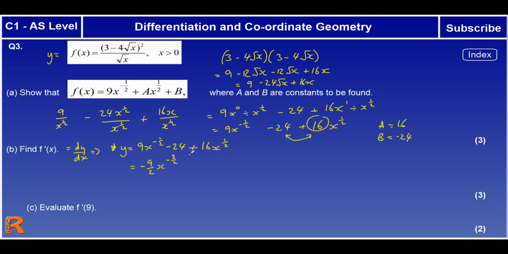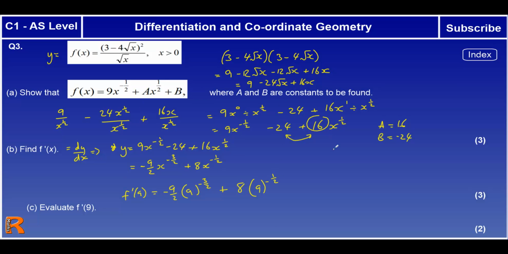The constant term disappears, and then we've got this end term. A half times 16 is 8. X, take 1 off the power, is minus a half. Okay, so that's okay. Now we've got to evaluate f dashed of 9. That just means we're going to replace x in this expression with the number 9. So f dashed of 9 is equal to minus 9 over 2, 9 to the minus 3 over 2, plus 8 lots of 9 to the minus a half.